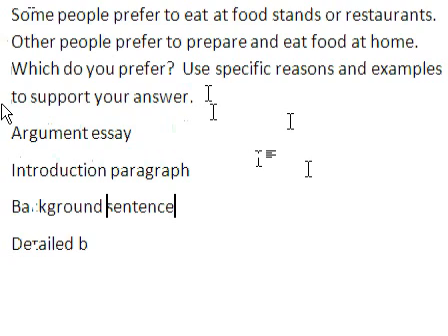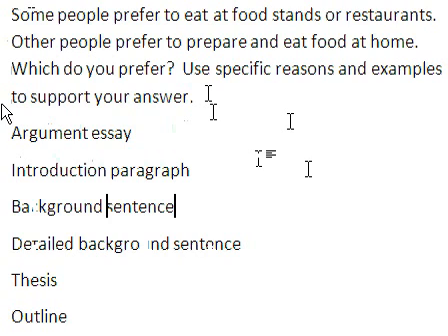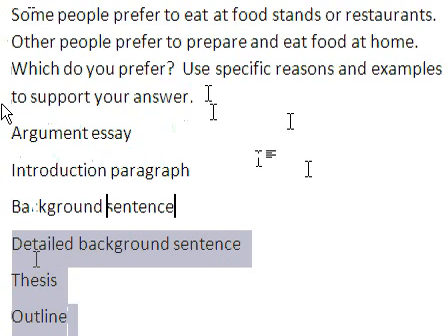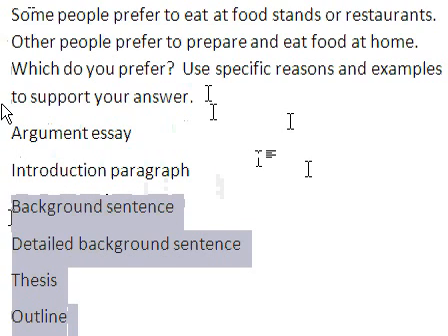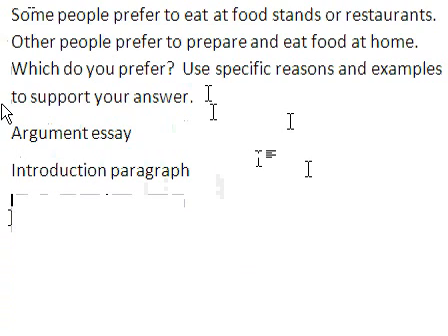I'll just put the question back up here so we can make sure that we're analyzing it. So now we know in the introduction paragraph, we need a background sentence. We need a detailed background sentence. We need our thesis, very important, the main idea of our essay. And finally, we need an outline sentence, which tells what supporting paragraph 1 and supporting paragraph 2 are going to talk about. Okay, so in the introduction paragraph, we'll have four sentences. I'm just going to take this away and we'll write the four sentences together.